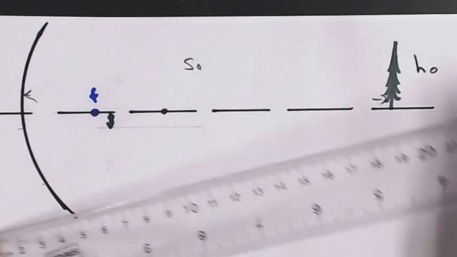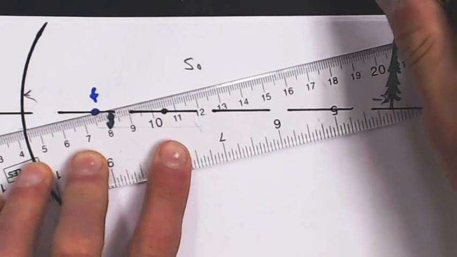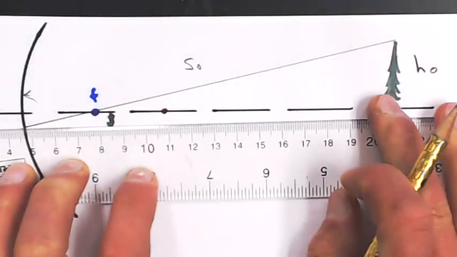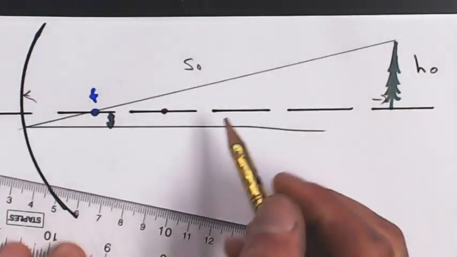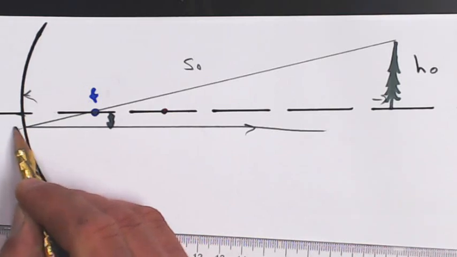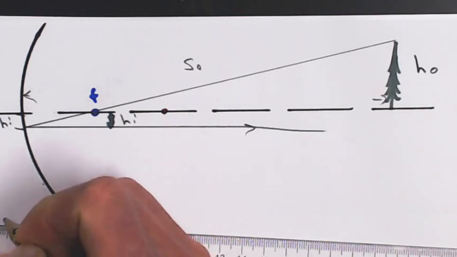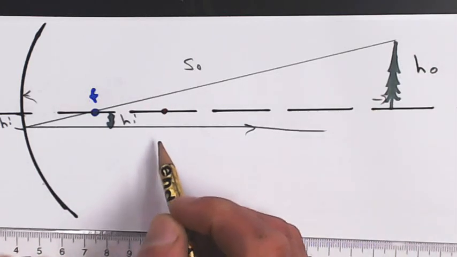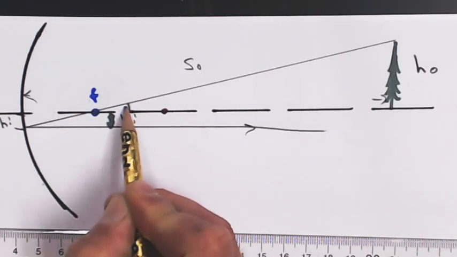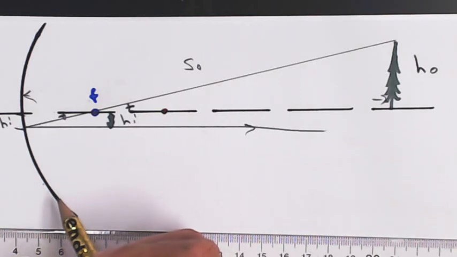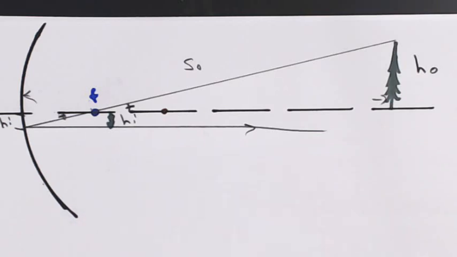Let's draw the ray that goes through the focus. Now that's going to come out parallel. But notice this height here, the height of my image is also the height of my image here. And so this angle and this angle are the same. So now this distance is f.